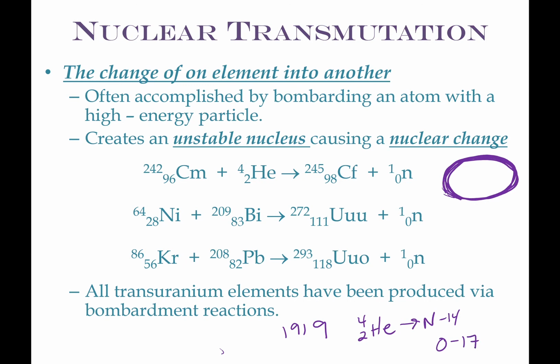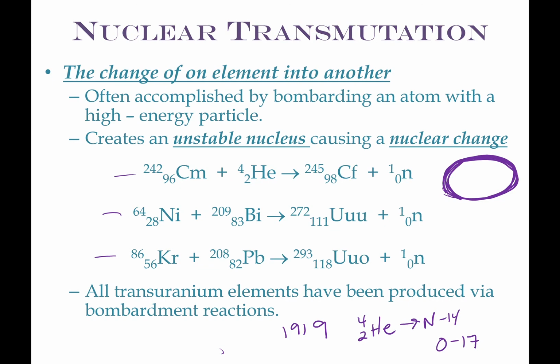So remember, oxygen is normally 16. He also bombarded aluminum-27 with alpha particles to produce phosphorus-30, and he was also given the Nobel Prize in Physics for that. So we see that we're making different elements. So these are just a few reactions that you can see.